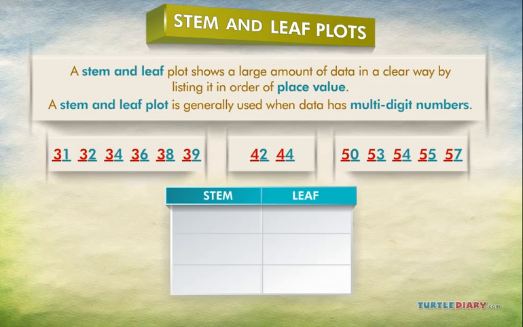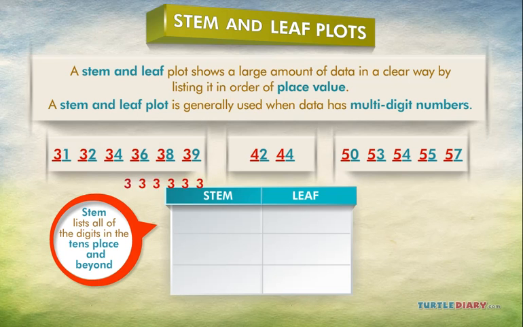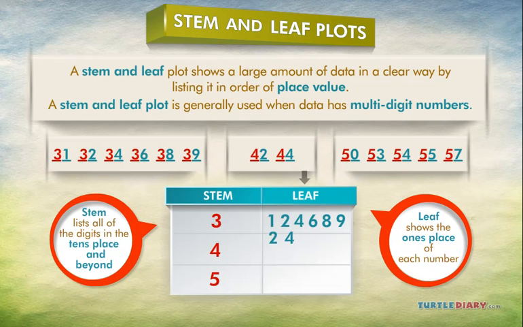The first column, called the stem, lists all of the digits in the tens place and beyond in order. A vertical line divides the stem from the leaves, the second column. This second column shows the ones place of each number in the data, also in order.